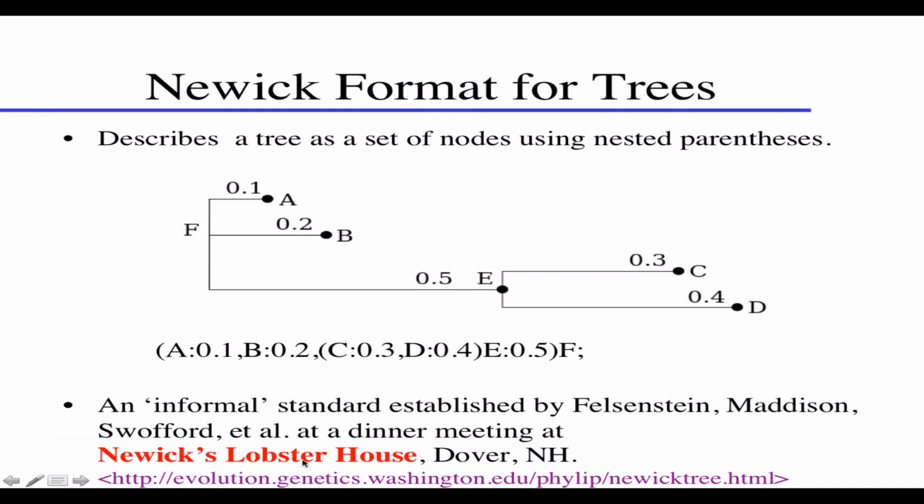These guys worked out this format over one night of dinner at the Newick Lobster House in Dover, New Hampshire. So it's Felsenstein, Madison, Swofford. These are the authors of the major software packages that we'll talk about. And for a very long time, like two generations, there were just half a dozen scientists that controlled pretty much all of phylogenetics. I mean, it's gotten a little more democratic lately, but still, it's a pretty narrow area when you talk about developing a new algorithm and selling it to the world.